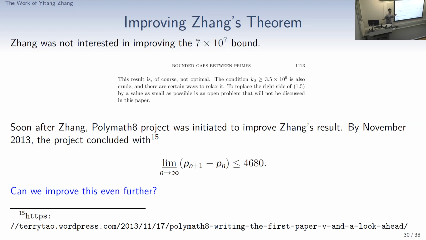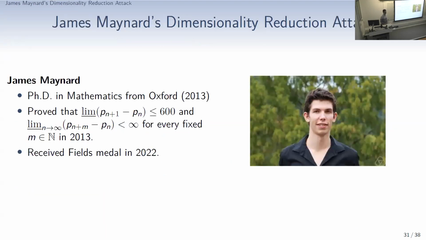But can we make this even better? Can we improve it to a few hundreds? That is still a question. And remember, this result is in November, and James Maynard's one is in December. His paper was published soon after this one. So I think this introduces James Maynard.